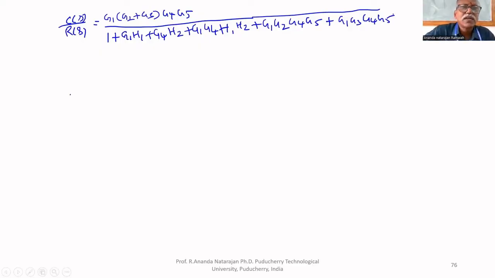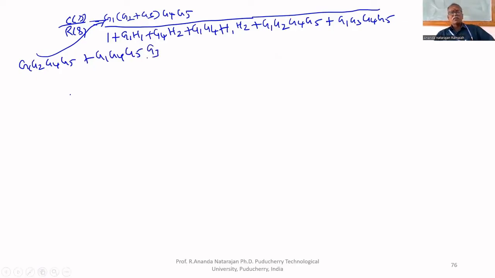If we expand this also, you will get the numerator G1 G2 G4 G5 plus G1 G3 G4 G5, the numerator. Instead of this, in the numerator you can write G1 G2 G4 G5 plus G1 G4 G5 G3. Instead of that, you can write this. So we got this. Why I expanded all this? Because if you use signal flow graph, you will get like this. To verify, it will be convenient. Otherwise, you can stop without simplifying, without expanding.